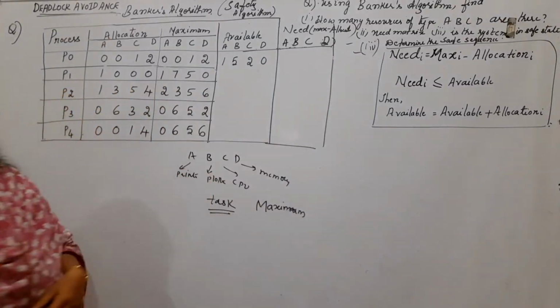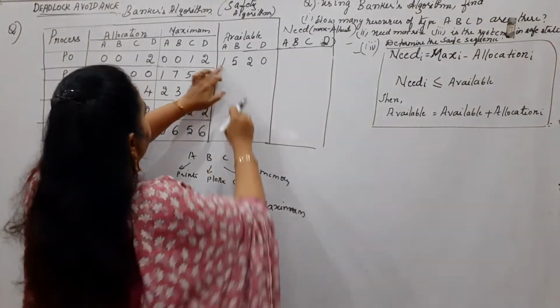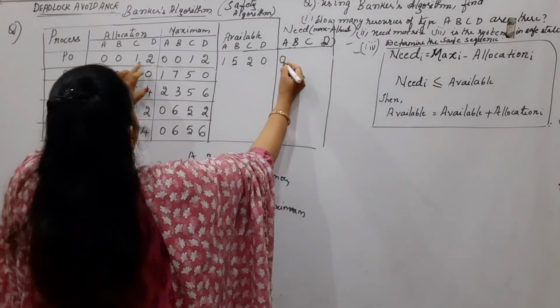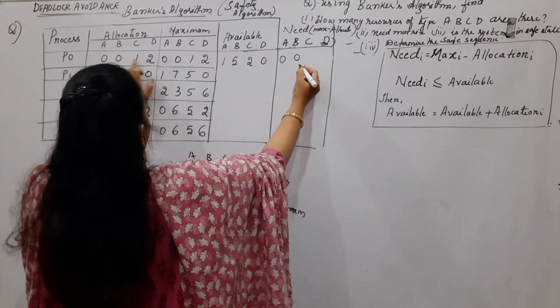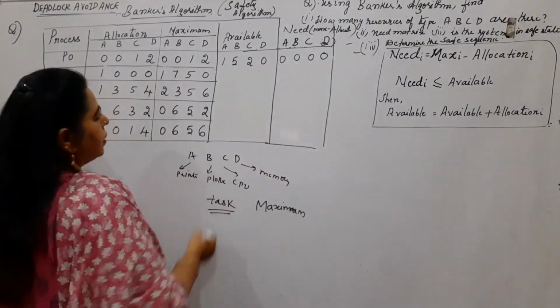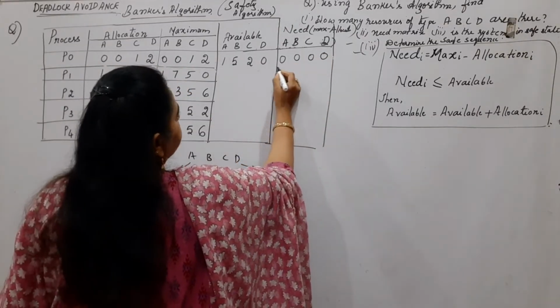Now subtract and get the value for the need matrix. Available, you're not supposed to get maximum. 0 minus 0. Okay, 0 minus 0. 1 minus 0. 1 minus 1, sorry, 2 minus 2, 0. Okay. So this one you have completed.